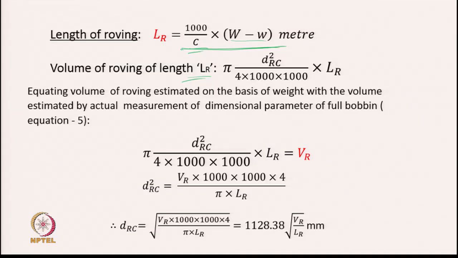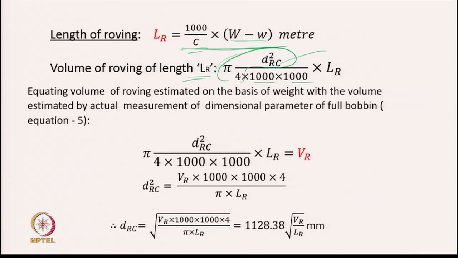If the roving is considered to be circular with an average diameter DRC in compressed state, then the volume is pi d square by 4 into LR, divided by 1000 into 1000, considering DRC is the diameter in millimeter. Then these 1000 and 1000, these two figures will come into the denominator.